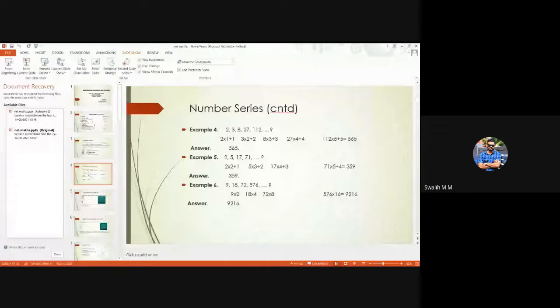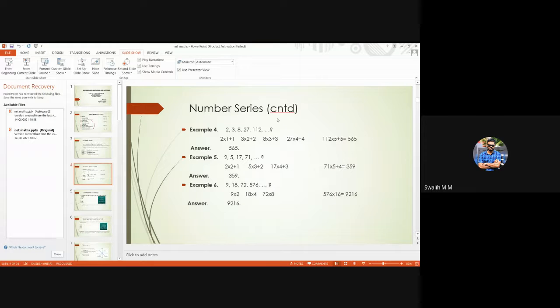This is also a similar series: 2, 5, 17 and 71. 5 can be written as 2 into 2 plus 1 in terms of 2. 17 can be written as 5 into 3 plus 2 in terms of 5. And 71 can be written as 17 into 4 plus 3 in terms of 17. So what would the next number be? Here you see the relation. Here it is 2, 3, 4, so next it would be 5. And here 1, 2, 3, here 4. So 71 into 5 plus 4 equals 359.